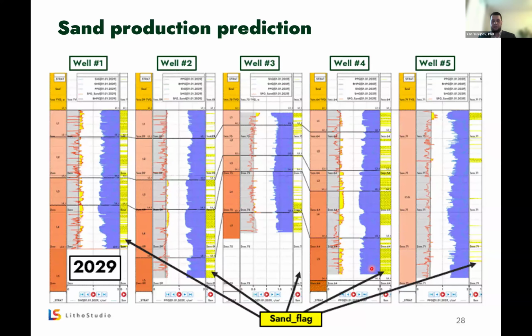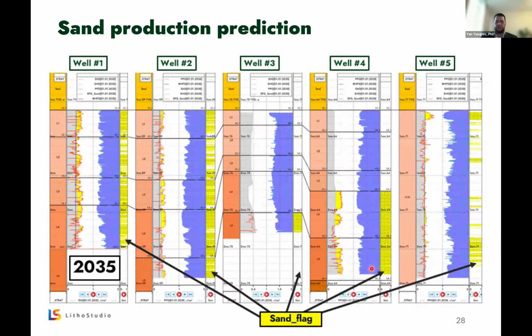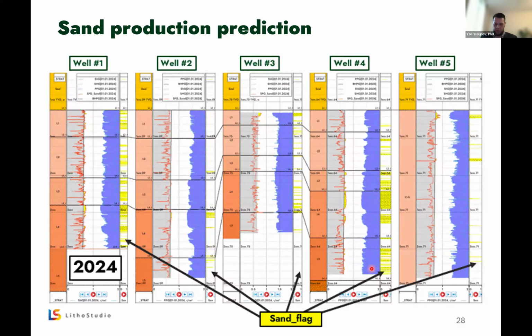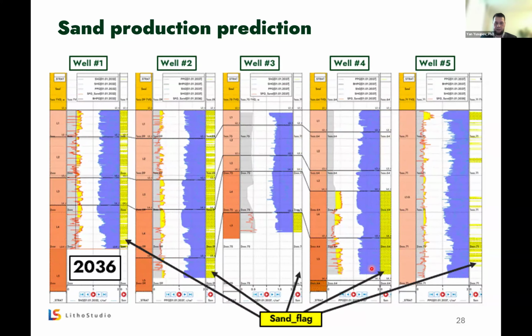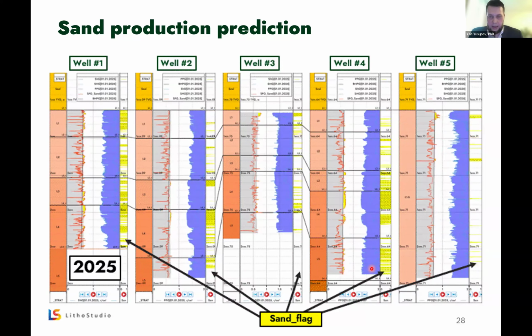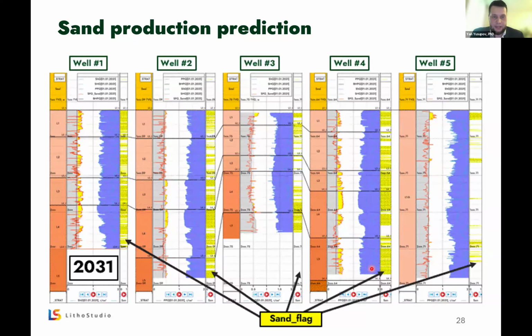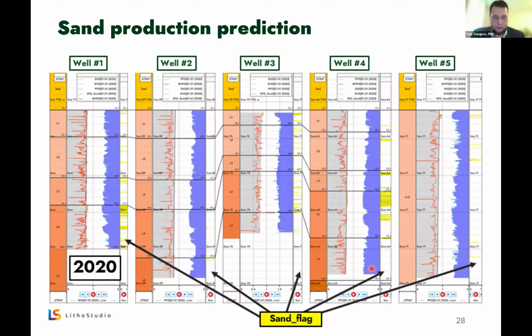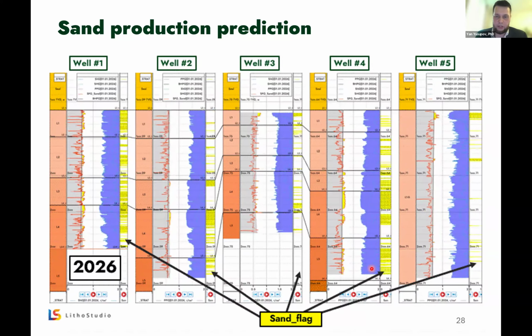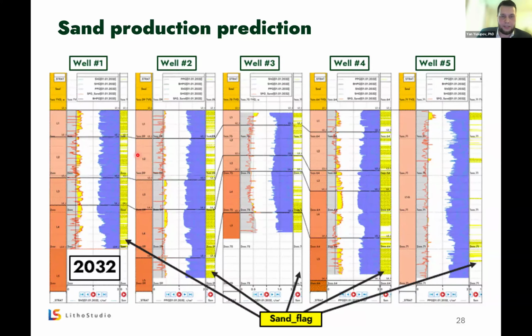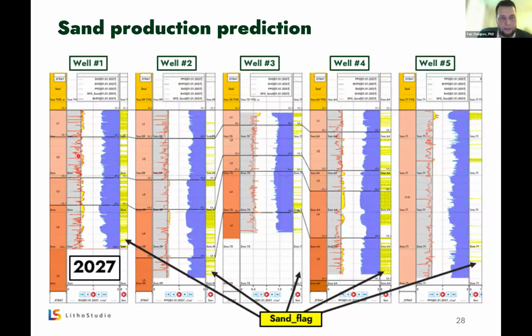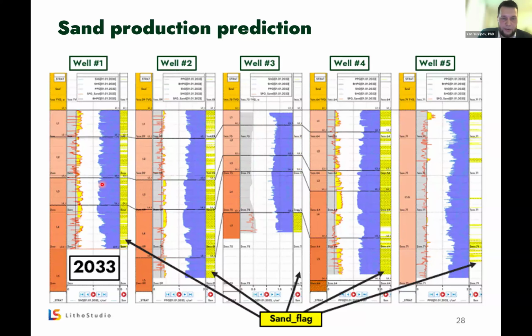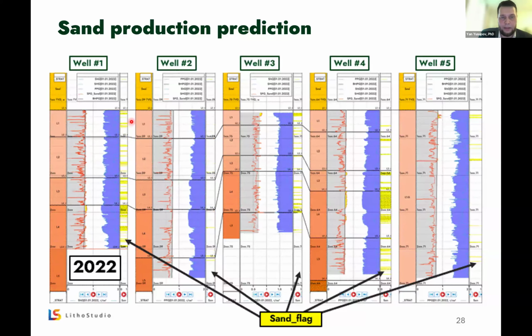Also, sand production prediction. This is a very dangerous event, especially on fields where we have unconsolidated clastic rocks. And this is an example of using geomechanical modeling for sand production prediction in time. Please see this slide. You can see the combined pressure gradients and sand flood.